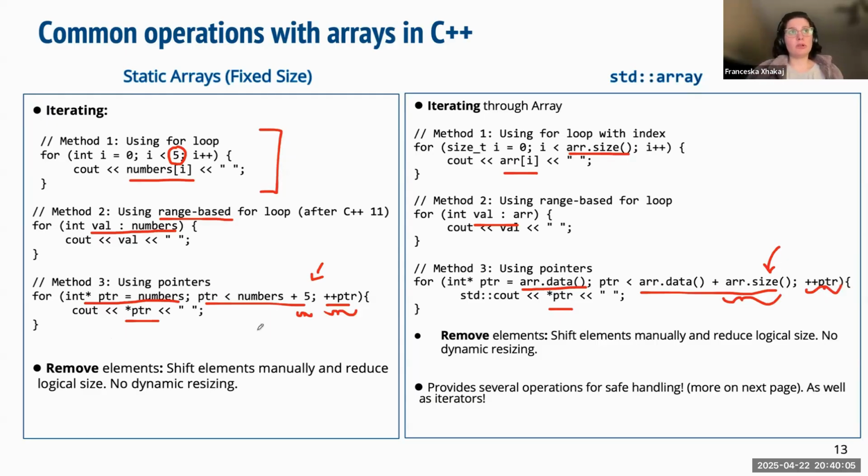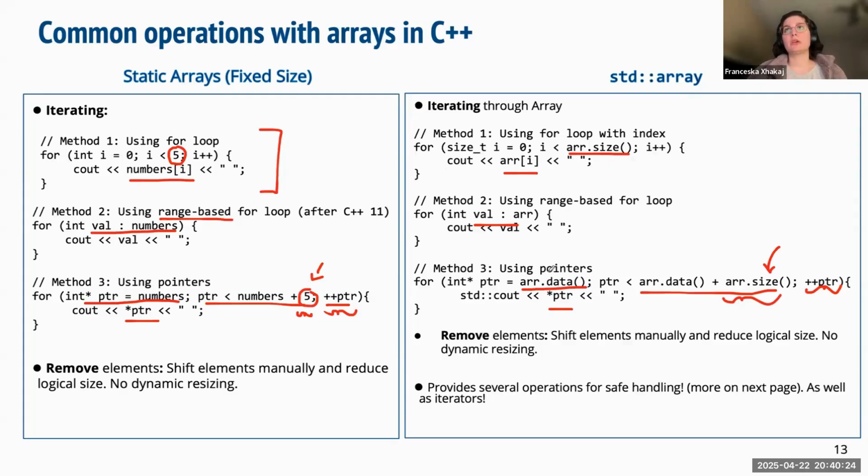In terms of removal for C-style arrays, there's no functionality for that. If you want it, you'd have to implement it yourself, right? So basically, you have to remove an element, shift the elements. There's no dynamic resizing. You have to reduce the size that you're keeping track of, right? So this 5 will become a 4.